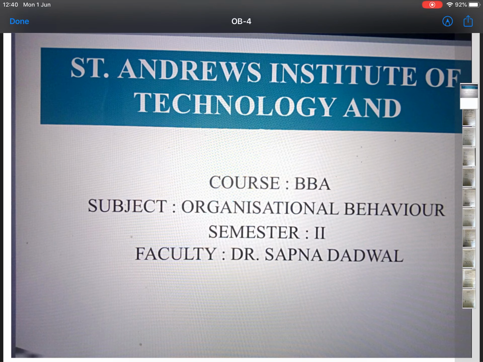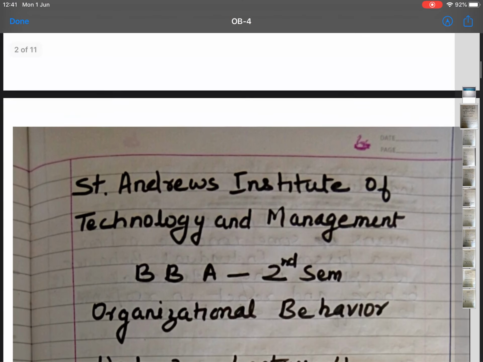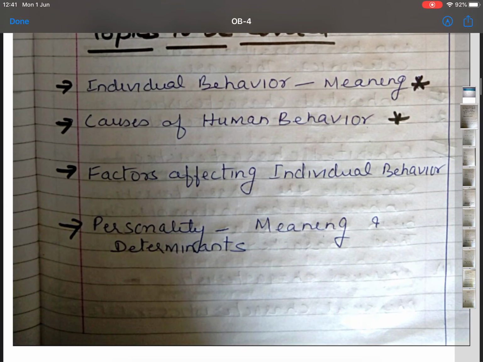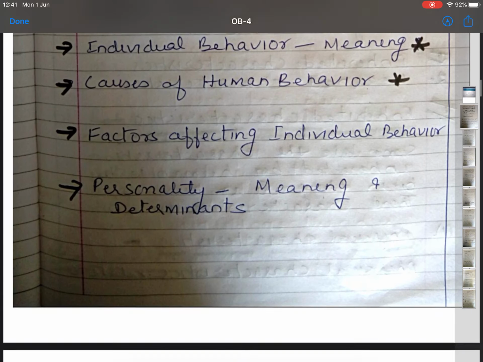I've already covered Unit 1 in lectures 1, 2, 3. This is my 4th lecture, and with the 4th lecture I'm starting Unit 2 of the OB. The topics I'm going to cover in this lecture are individual behavior. I'll be giving you an introduction of individual behavior, then meaning. The second topic will be causes of human behavior, then factors affecting individual behavior, then personality. We'll be discussing meaning and determinants of personality. In this lecture, I'm going to cover these topics of the OB.